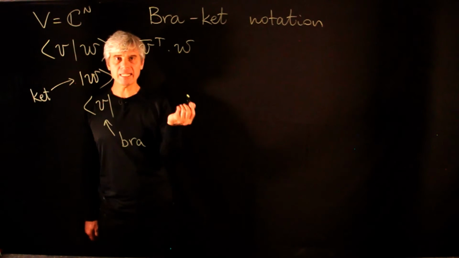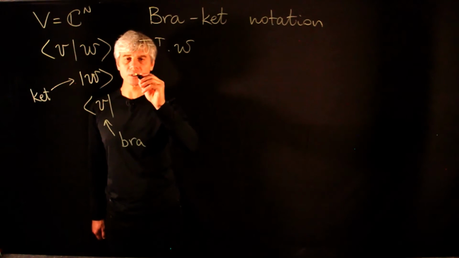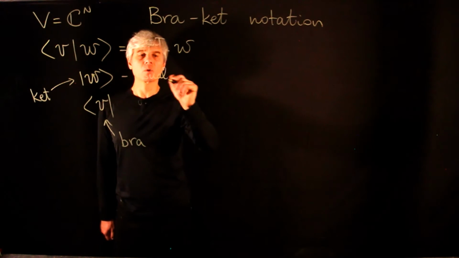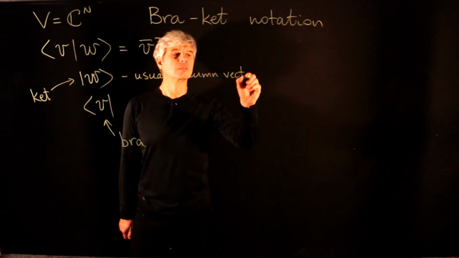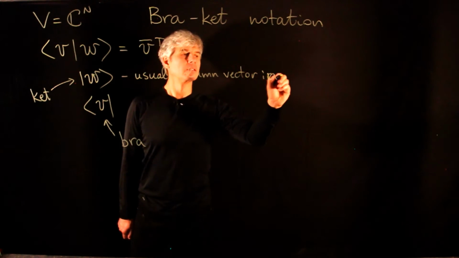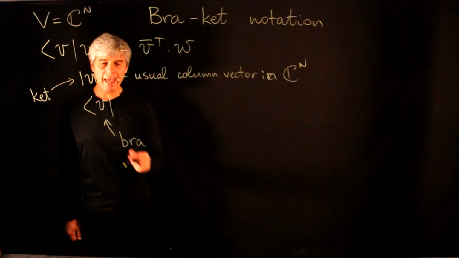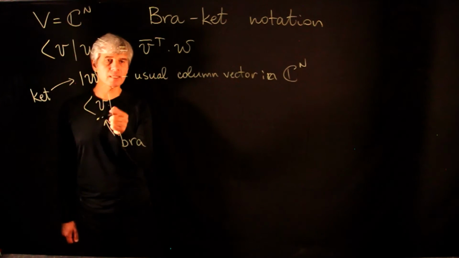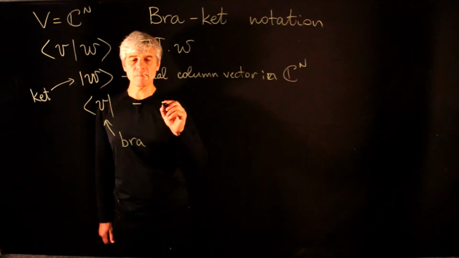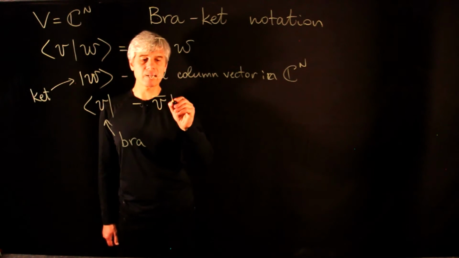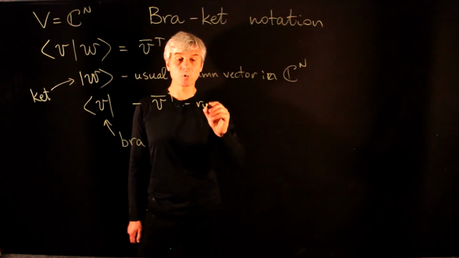And so basically, mathematically, this one is just the usual column vector in Cn. Right? So our convention is that we write vectors as columns. And then, what's a Bra? The Bra is the same as V bar transpose. So this means that this now becomes a row vector.